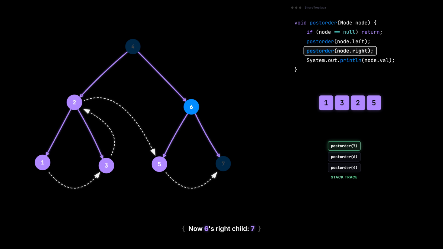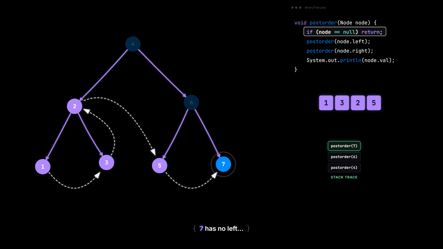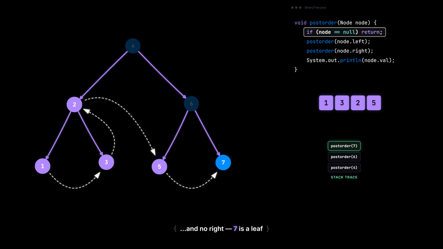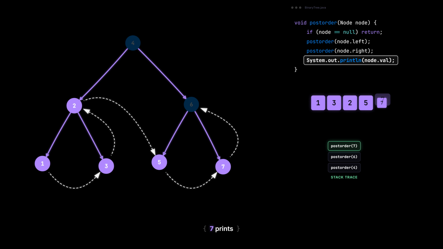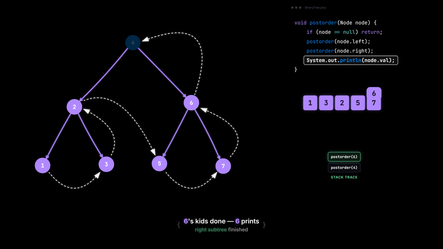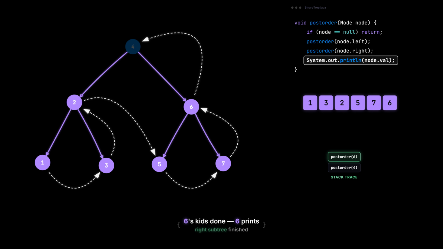Come back to 6. Now its right child 7. 7 has no left child, no right also. Last leaf. We print 7. 6's children are both done now. So we print 6. Right side also finished.